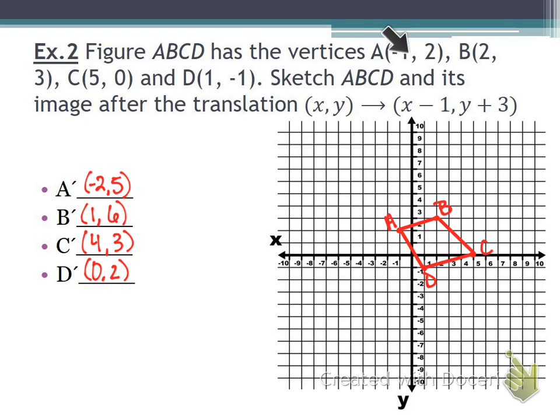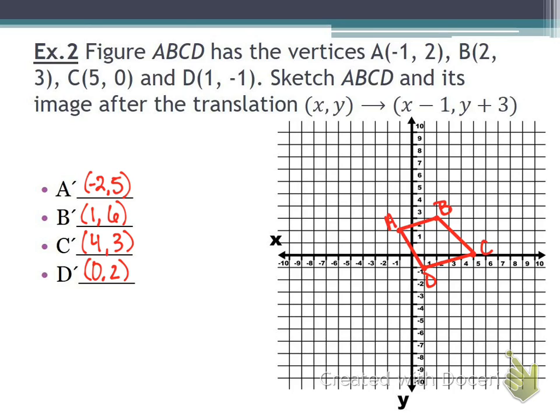Okay, we should have taken our x coordinates and subtracted 1 every time. So negative 2, 1, 4, and 0. Good. We should have taken our y coordinates and added 3 every time. So 5, 6, 3, and 2. I agree with all of those.